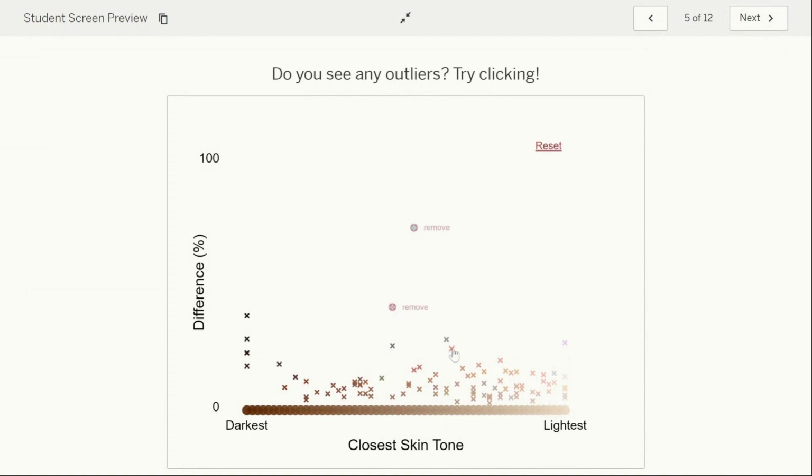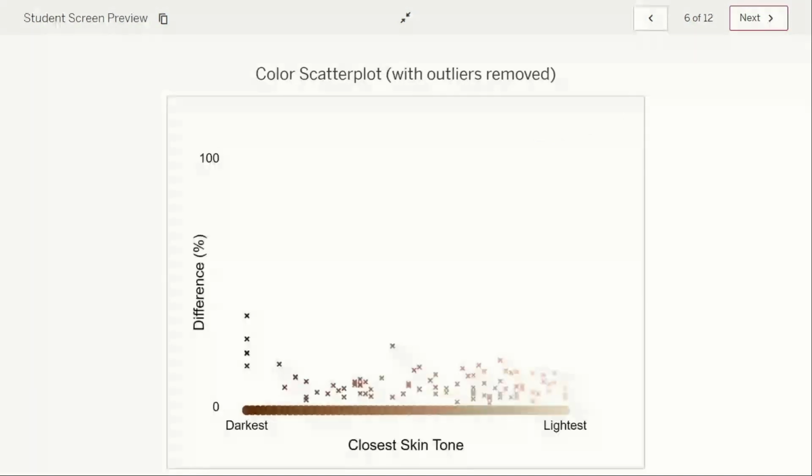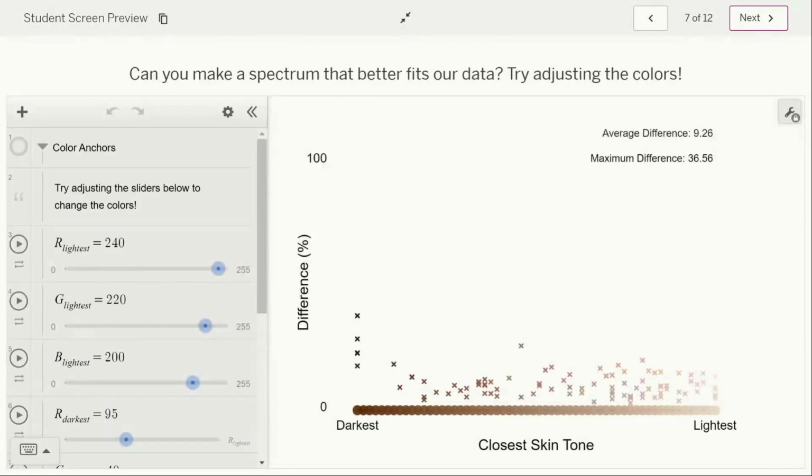Of course, in the industry, we might do something like Python to be able to remove this, or we might have algorithms. But to get an intuition for students as they might see what are data points that were noisy or messy in the data set, this particular experience allows them to approach it in a point and click way while still engaging in the critical thinking skills of what exactly is an outlier. So now the students see the outliers removed from the data set and they can move on to the next step, which is how can we fit a spectrum that better represents these skin tones?